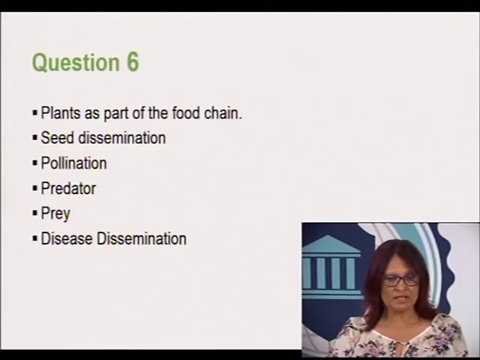Question 6. Plants as a part of the food chain. Seed dissemination, pollination, predator, prey, disease dissemination. Describe each of them.